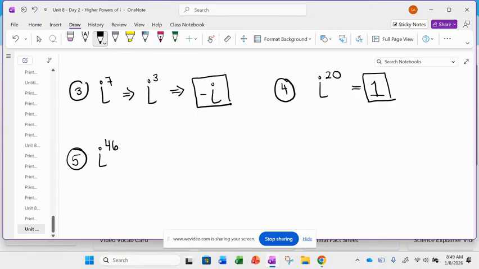Okay, i to the 46th power. Ariana. You're okay? Okay, so i to the 46th power. Well, 4 goes into 46 how many times? 12 times, right? With a remainder of how much? I'm sorry, not 12 times, 11 times with a remainder of how much? 2. So do we agree this is the same as i to the 2nd power? And what's i to the 2nd power? -1.